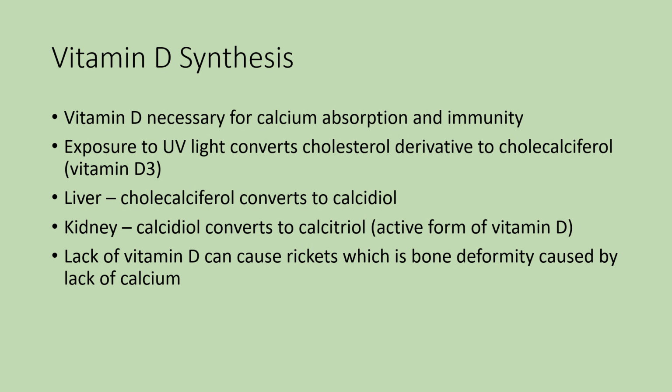So the lack of vitamin D is going to mean you're not absorbing enough calcium, which, as I said, is going to affect things such as nerve impulses, muscle contractions. You store excess calcium in the bones, which means if you're not getting enough calcium, you're going to end up with bone deformities. And usually you end up with a disease called rickets, which is caused by lack of calcium.